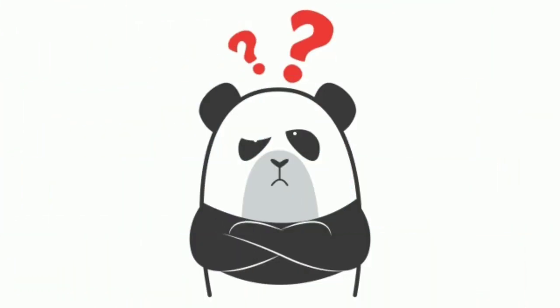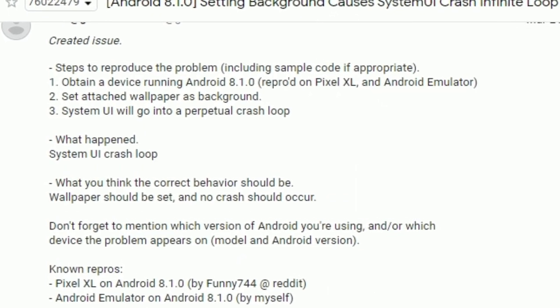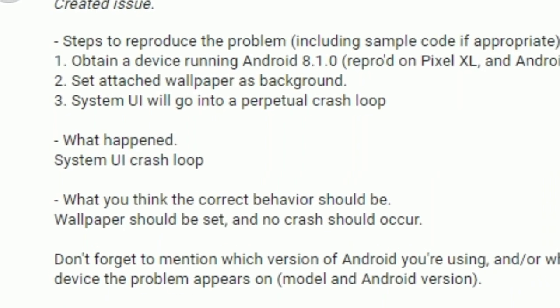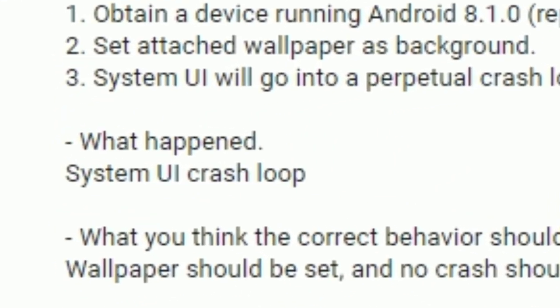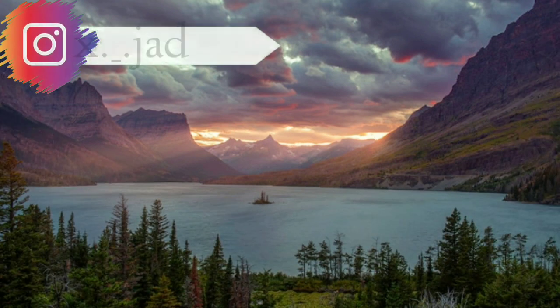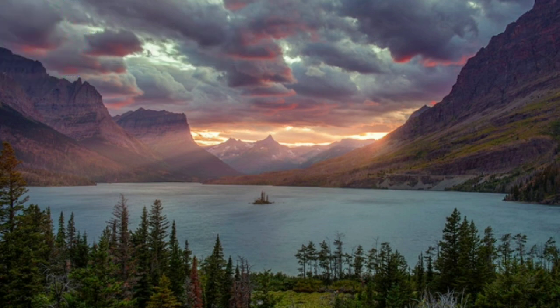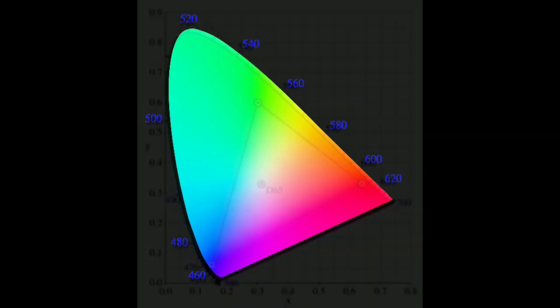Things were getting confusing until I came across an article talking about a similar thing that happened back in 2018. The only difference was it affected Android 8.1.0 at that time. One thing that really stands out about this particular picture is that it has a lot of colors in it. To make it easier for you to understand, this graph shows all the colors a human eye can see.